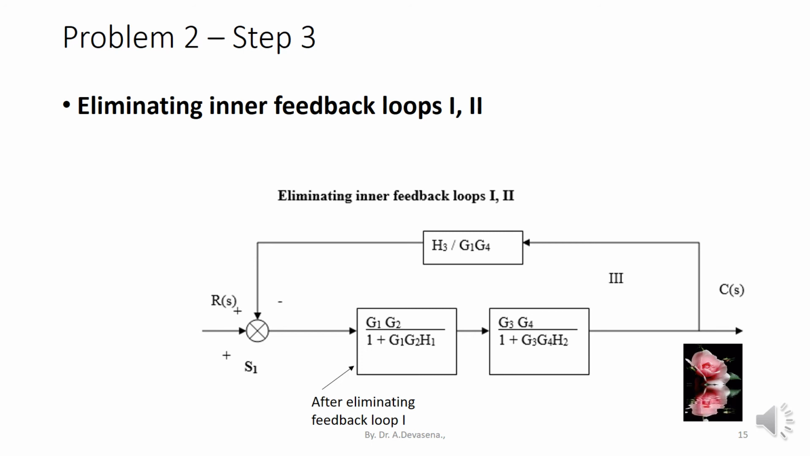Similarly, after eliminating the feedback loop 2, we have the block like this. Here also we have applied a negative feedback. So after eliminating this feedback loop 2, we have a block G3, G4 divided by 1 plus G3, G4, H2. These feedback loops have been eliminated with the help of the rules for eliminating the feedback loop.